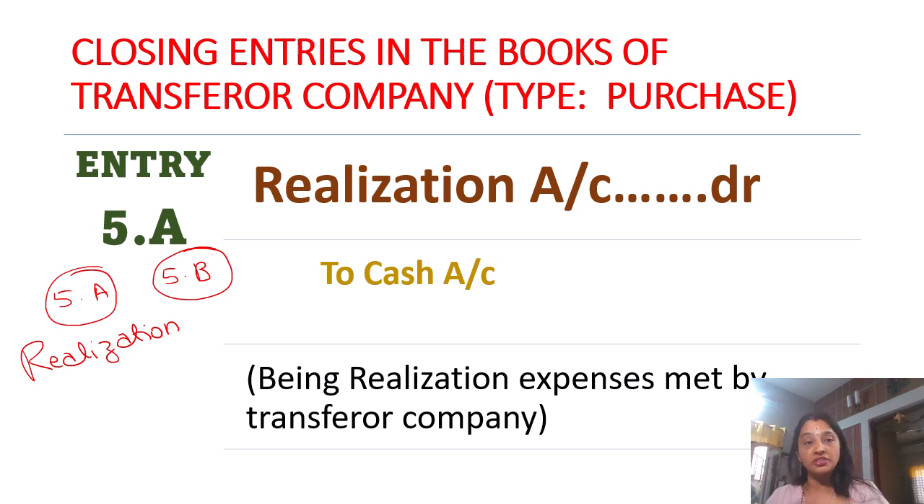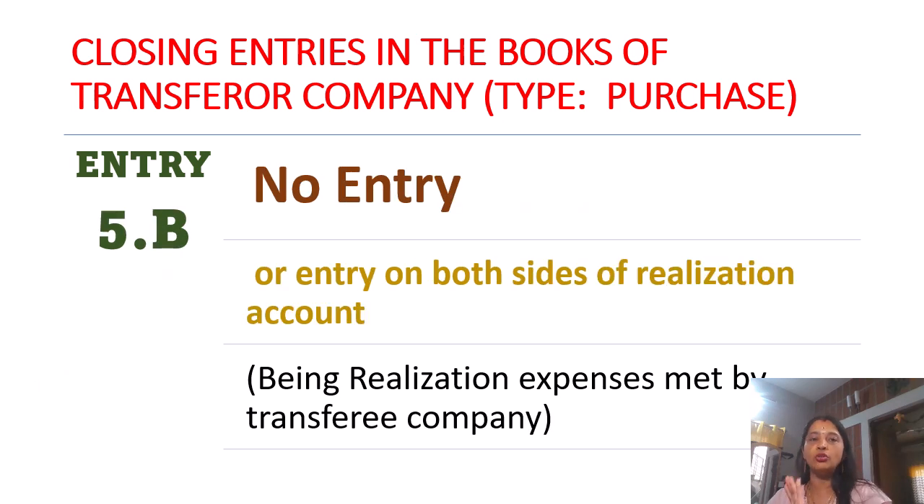So if the transferor company alone meets the realization expense, it is 5A. If the transferee company agrees to refund it, then it is 5B. Then you can omit the entry, no entry, or on both sides of the realization account you will pass the entry for meeting the realization expense which is met by the transferee company. So two situations for realization expense.